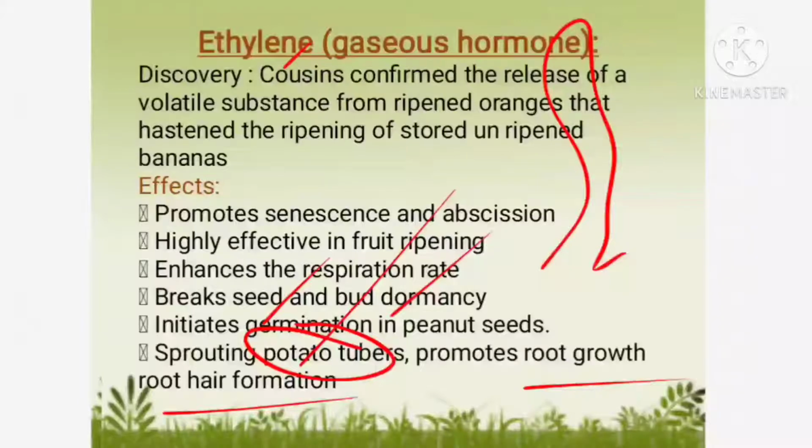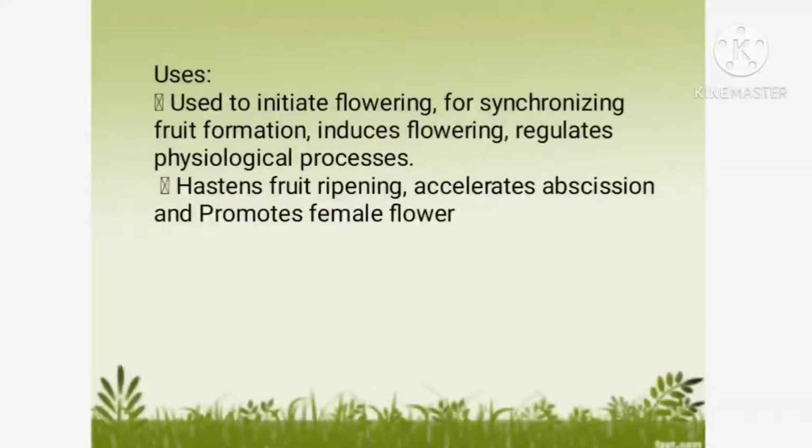So this is the effects of what? This ethylene. Used to initiate flowering. So if you are applying ethylene, flowering will take place. Obviously, if flowering is taking place, it is helping in synchronizing for fruit. So flowers are formed, obviously fruit will be formed.